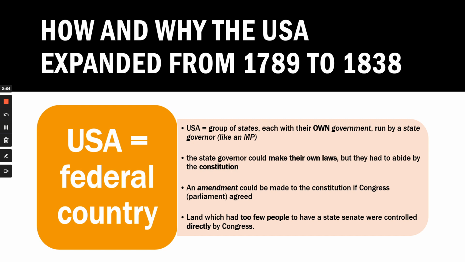If enough people in Congress, which is like Parliament, agreed to change the Constitution, an amendment could be made to it. So we have stuff like the Second Amendment, the 13th Amendment is a big one. If there was land which had too few people to have a state governor, that land would be directly controlled by Congress.